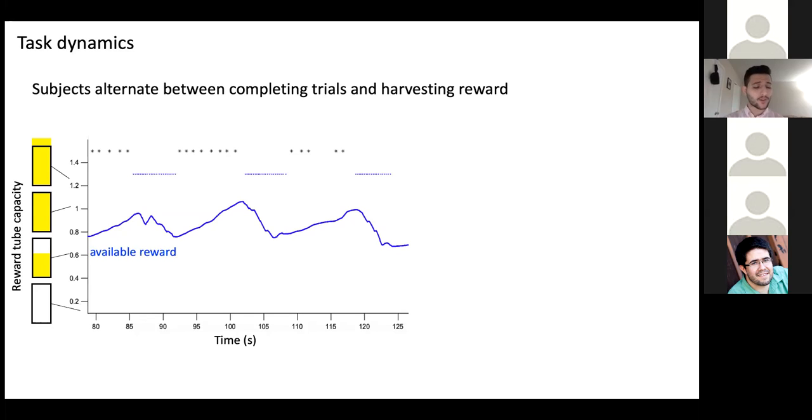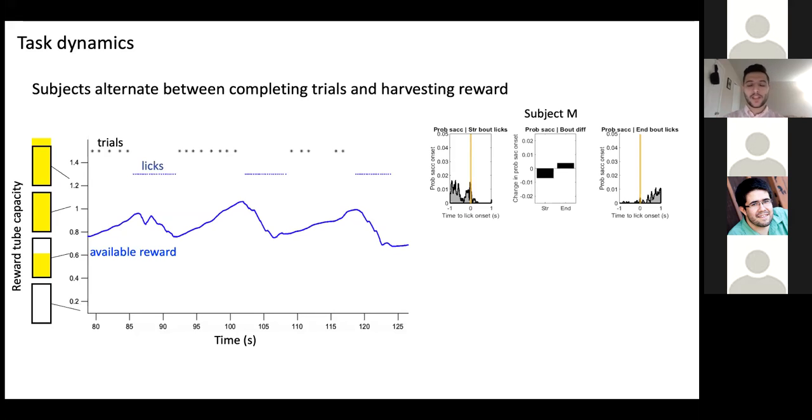This blue trace corresponds to the available reward in the food tube. Black stars are successful trials consisting of 2 saccades typically, and blue dots are trains of licks. What you can see here is these dynamics sort of unfold in that the animal will complete some number of trials. It'll then decide that the food in the reward tube is worthy of initiating licks and stopping the trials, and they'll begin licking to retrieve rewards. They typically lick in these sort of rhythmic bouts of licks that I'll describe a little bit more later.